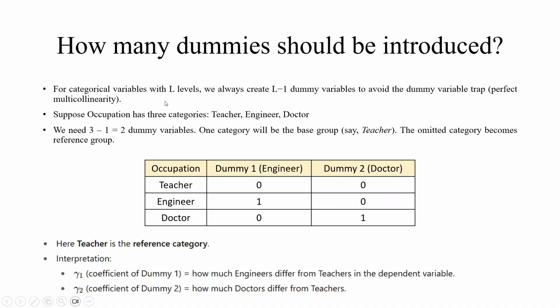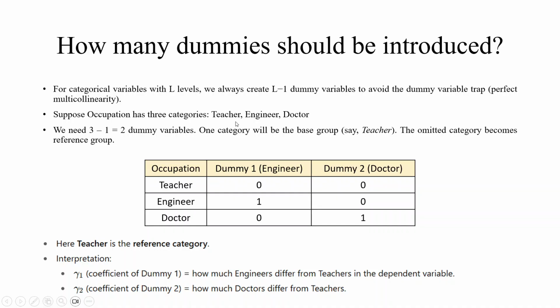For categorical variable with L labels, we always create L minus 1 dummy variables to avoid the dummy variable trap. This we will see in the next slide also, that is to avoid the perfect multicollinearity. So suppose occupation has 3 categories, teacher, engineer, and doctor. So we need 3 minus 1, that is 2 dummy variables. One category will be the base group. So teacher becomes the base group.